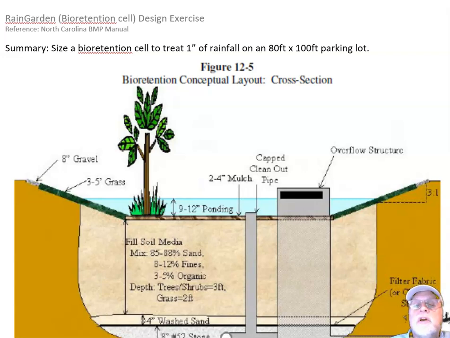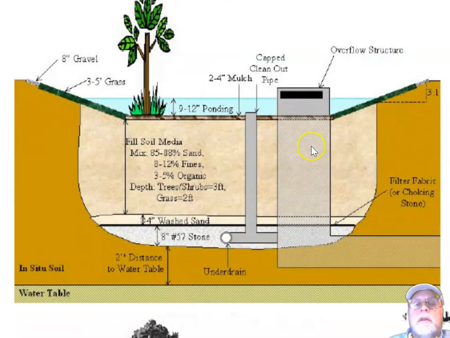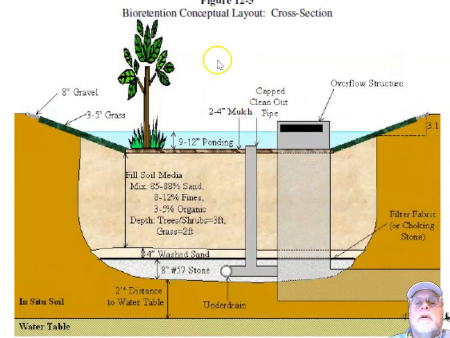We're going to go through an exercise on rain garden design. I'm taking this from the North Carolina Best Management Practice Manual, and we're going to design a bioretention cell, a rain garden, to take the runoff from an 80-foot by 100-foot parking lot. We're going to design for 1 inch of rainfall. So we're going to run it from the parking lot into this engineered facility. So it's not just a pond, it's not just a garden, it's an engineered facility.